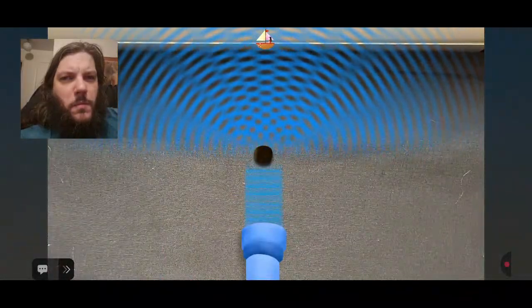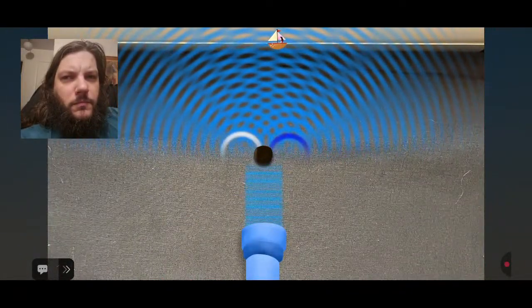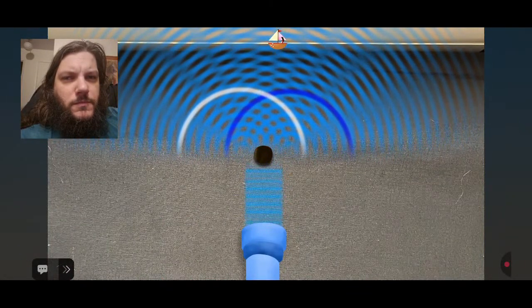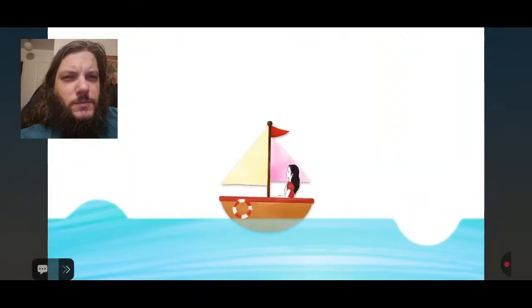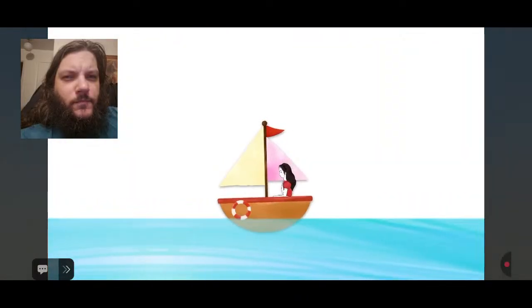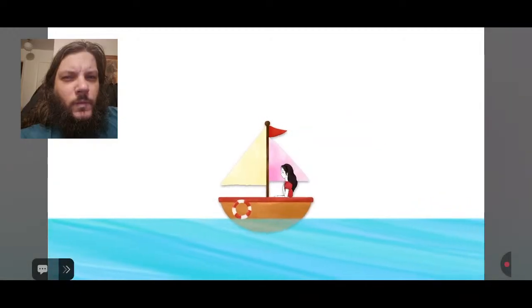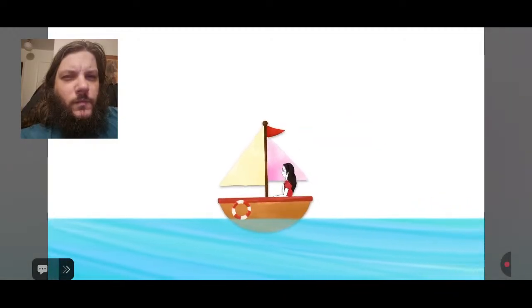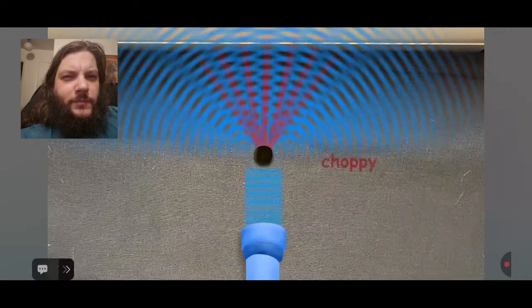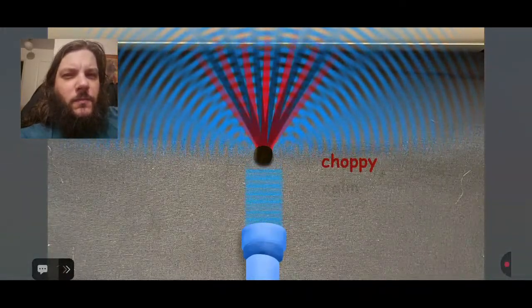But if we instead move our boat to here, then the peak of the right wave hits exactly when the trough of the left wave hits you. The peak tries to move you upward, while the trough tries to pull you down. And so in the end, they cancel out and the boat doesn't really move up or down. So this spot is surprisingly calm. There are these choppy and calm spots all over.